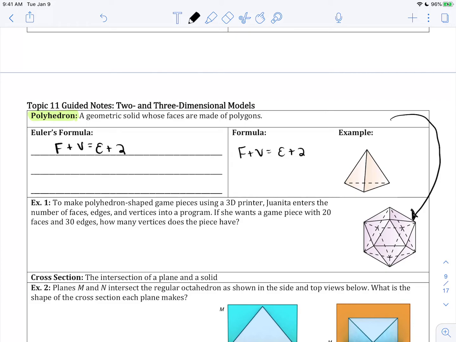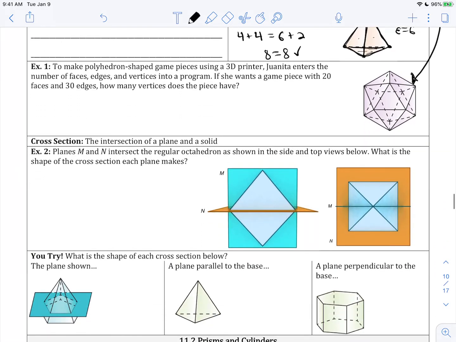So if we look at this example here, we have this triangular pyramid that has 1, 2, and then that backside 3, and this base 4, so 4 faces. It has 1, 2, 3, 4 vertices, and 1, 2, 3, 4, 5, 6 edges, right? So if we plug that into this equation, 4 plus 4 equals 6 plus 2, so 8 equals 8. Awesome. So now let's use it in case we don't know all of the things.